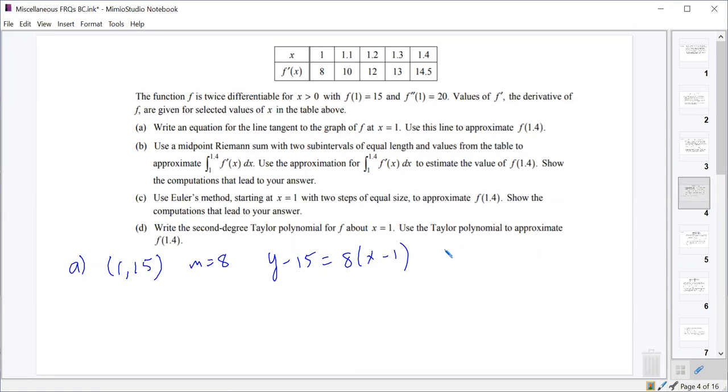And then it says approximate f of 1.4. So at 1.4 should be 8 times 0.4 plus the 15, which comes out to be 18.2. Any issues there with part A or questions on part A? That was really 2 points, 1 point for the tangent line, and 1 point for the approximation.